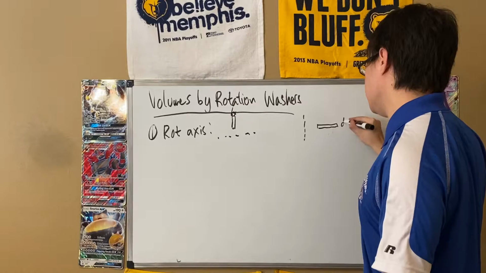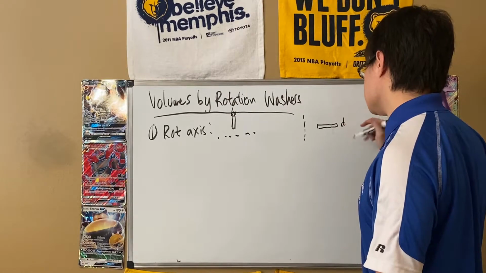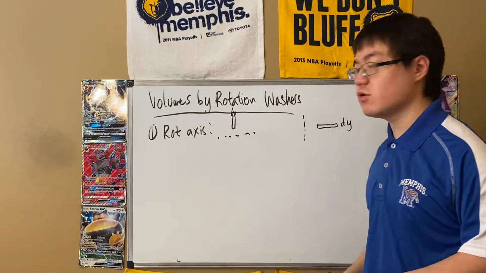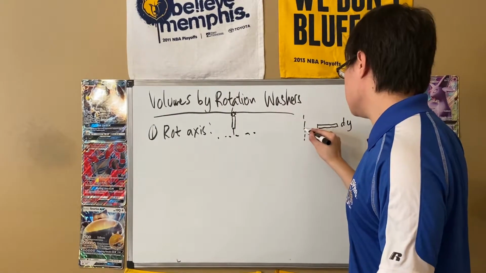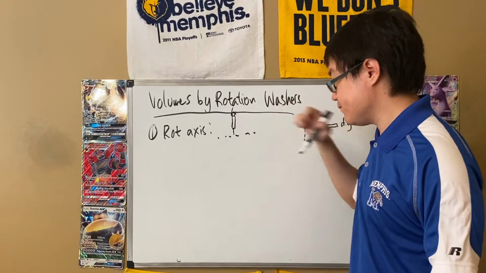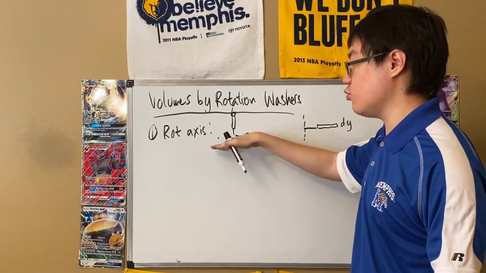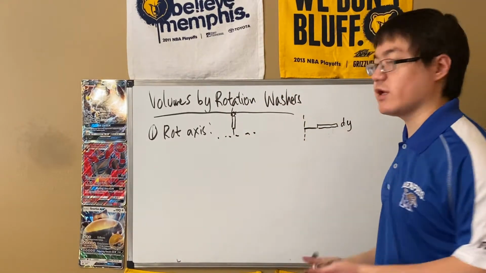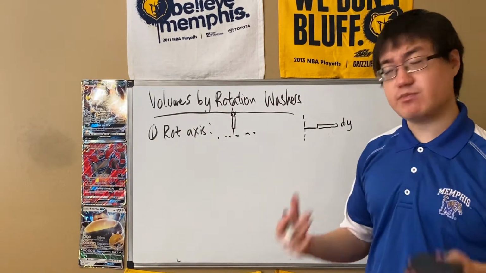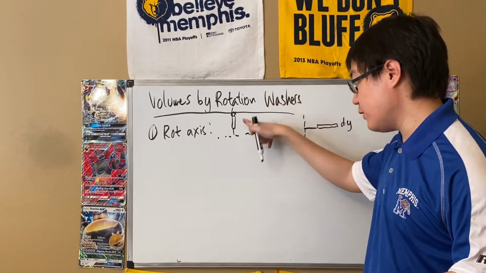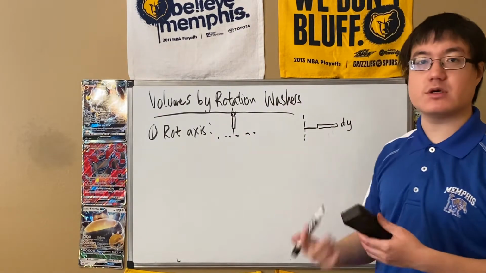This is what makes this a washer as opposed to a disk. So what we're going to do though is add a connector from our rectangle to our rotation axis. How we know that it's going to be a washer and not a disk is that there's going to be some space in between the rectangle and the axis, no matter if it's horizontal or vertical.